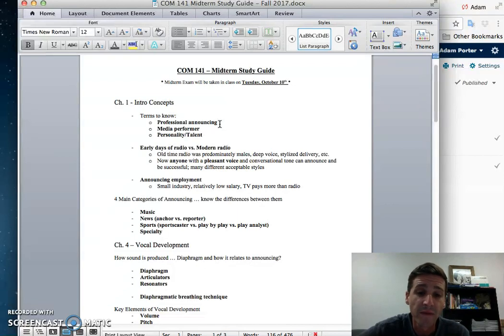And then we have these terms personality and talent. They essentially mean the same thing. It's somebody who is skilled on air, but what we talked about in class is, generally speaking, the term personality is used for somebody who is skilled on air in radio, while talent is used to describe someone who is skilled on air in television. Okay, so there were some terms to know and their definitions.